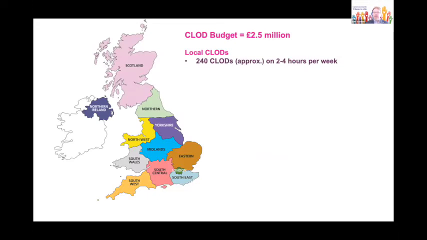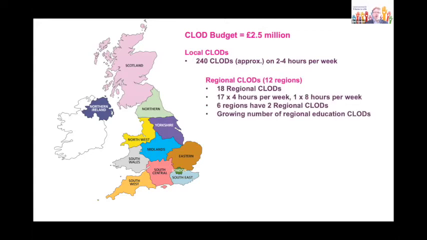So there are 12 regions in the UK where it's divided up, and you can see that on the map. And the CLOD budget from NHS Blood and Transplant is around £2.5 million. There's approximately 240 CLODs across the country on that 2 to 4 hours per week. Then in each region, there is a regional CLOD structure for the 12 regions. And we have 18 regional CLODs across there. 17 are on 4 hours a week and one's on 8 hours a week. 6 of the regions have 2 regional CLODs for each region.